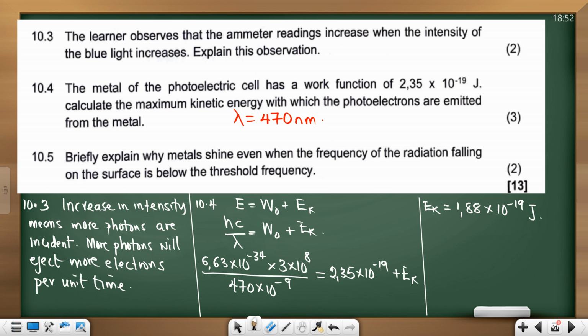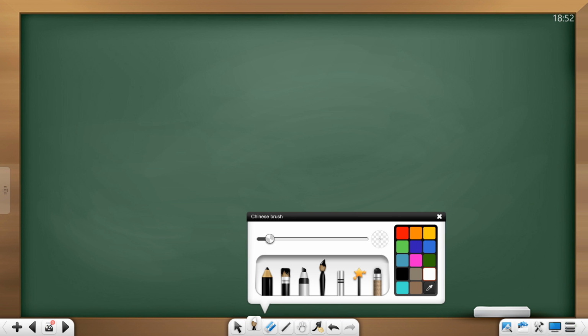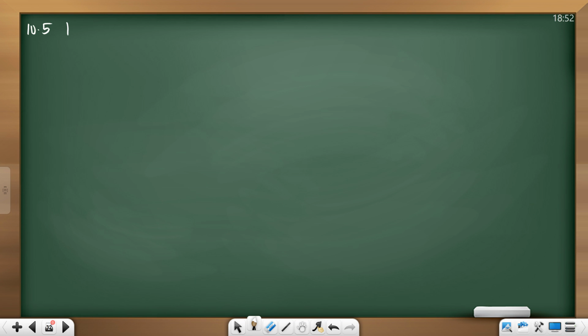All right. Briefly explain why metals shine when the frequency of the radiation falling on the surface is below the threshold. If it's below the threshold, you know what it means? It means there's no photoelectric effect, right? So let me quickly assist you with that. 10.5. I'll just give you a few notes. Below threshold means no electrons are ejected. This is not part of the answer. No electrons are ejected.